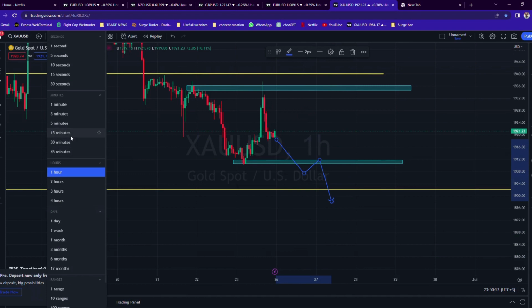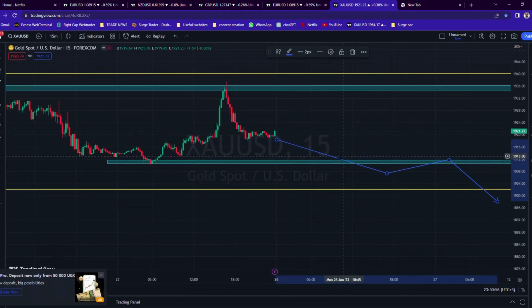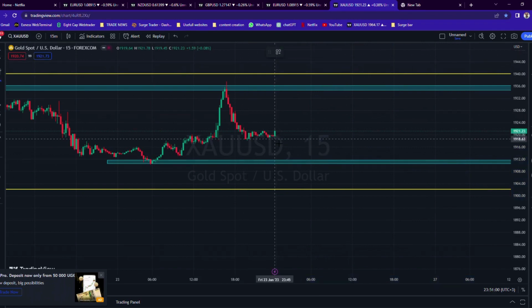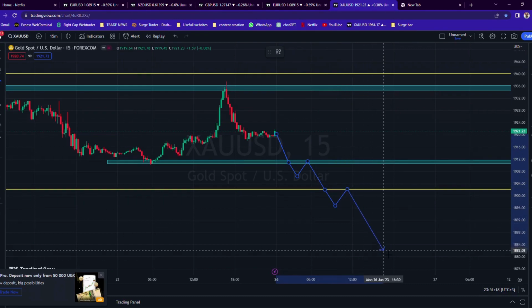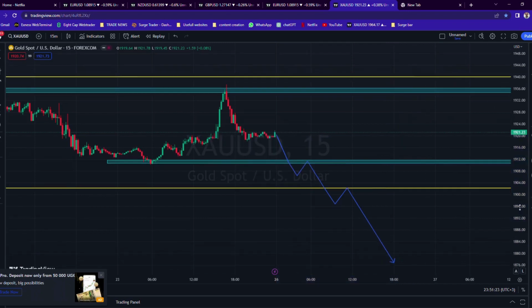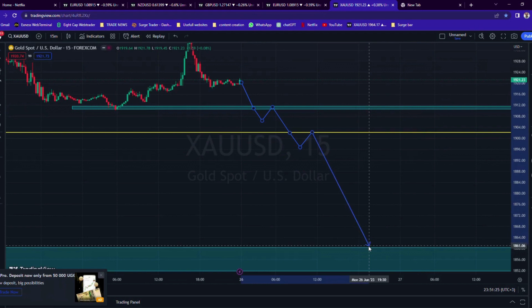Let's use the 15-minute chart. First, remove this. We are waiting for a break of this zone to the downside, and if we get a confirmation right here, we'll be doing some sells until this point. This will be our first target, and if it's broken, we'll wait for another confirmation to the downside, so that we can hit that target of 1860 right there.